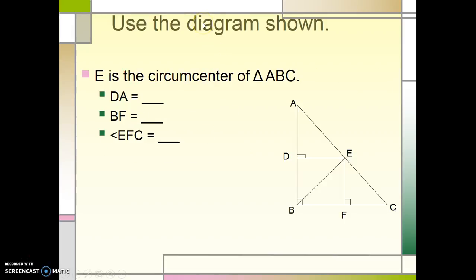Alright, then here are some application problems. You can look through this. E is the circumcenter. Since it's a right triangle, notice it happens to be on the triangle. Your point of concurrency ends up being on the triangle. And here we have DA congruent with DB, BF with FC. And then angle EFC right here is congruent with a lot of different angles because we're forming lots of different right angles here.